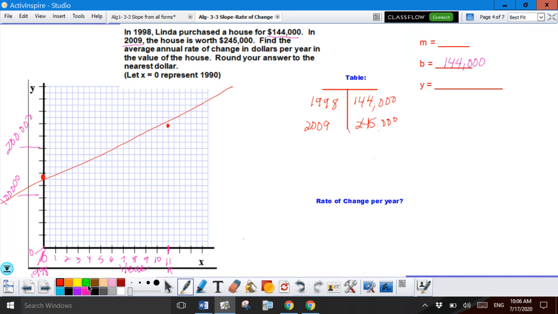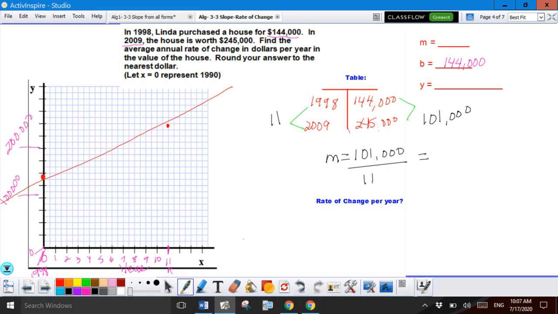And then I can find my slope. So I'm looking for this pattern and this pattern. So 2009 minus 1998. How many years have passed? I know that is 11. And then 245,000 minus 144,000 is 101,000. Okay, so far, my slope is 101,000 over 11.